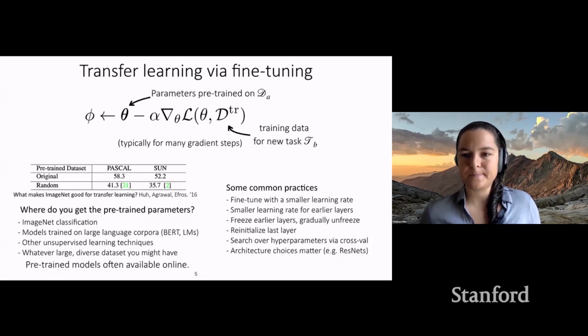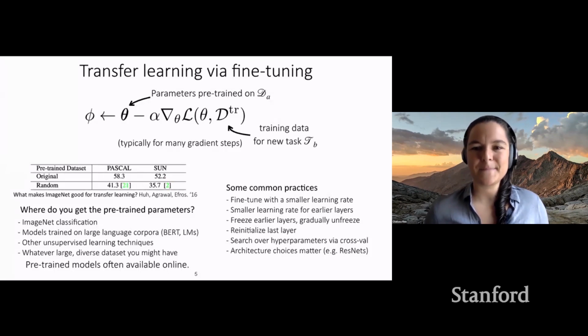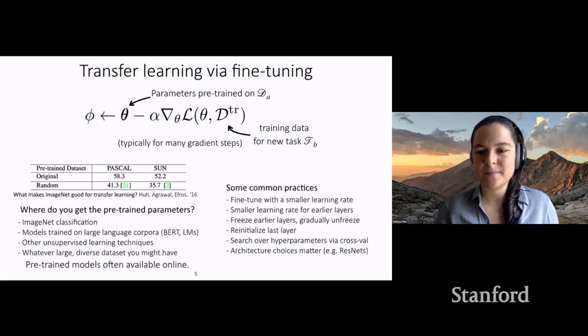Okay, thank you. Okay, and then one more question. Yeah, I want to ask, what size do we expect for the new data set? Can we do transfer learning for few-shot learning? And if we can, what are some practices you recommend?